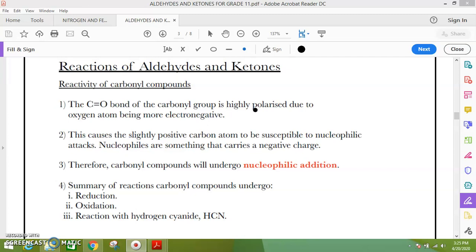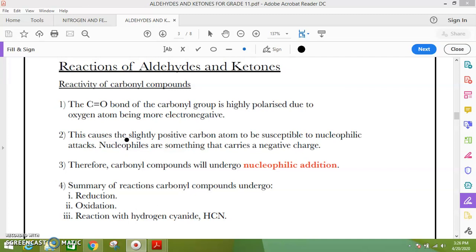The carbonyl group is highly polarized because the oxygen atom is more electronegative. Highly polarized means we can split this into a partial positive on the carbonyl carbon and a partial negative on oxygen. When a compound splits into partial positive and negative, we call it a polar compound. The electronegativity of oxygen is greater than carbon, that's why there is a partial negative charge on oxygen and a partial positive charge on the carbon atom.